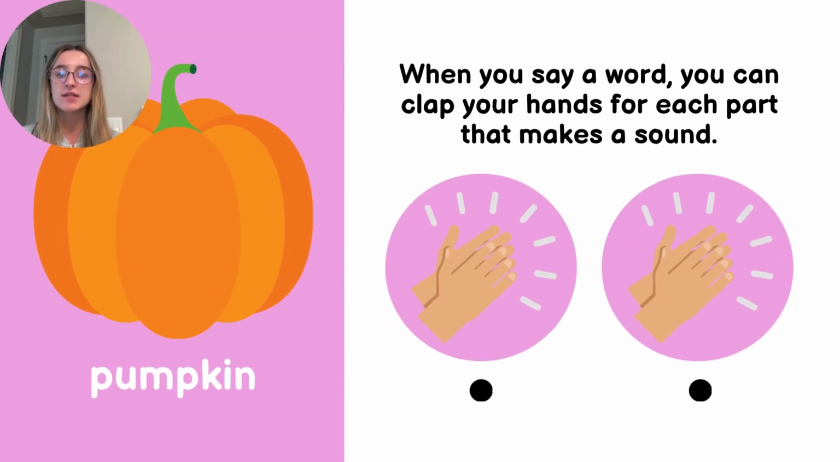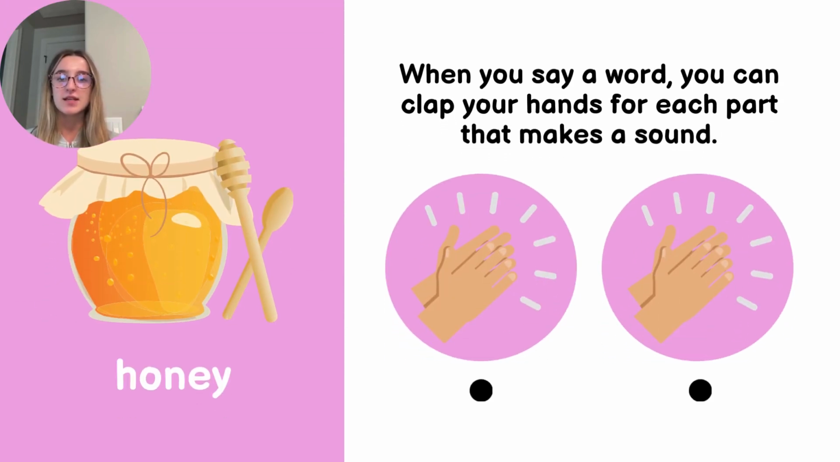So let's do this one together. Do we know what this one is? Yes, that is a pumpkin. So we're going to do this one together. Ready? Get our hands ready. 1, 2, 3. Pumpkin. We clap 2 times. So there's 2 syllables in that word. And this looks like some yummy honey. So we're going to get our hands ready and we're going to do honey.